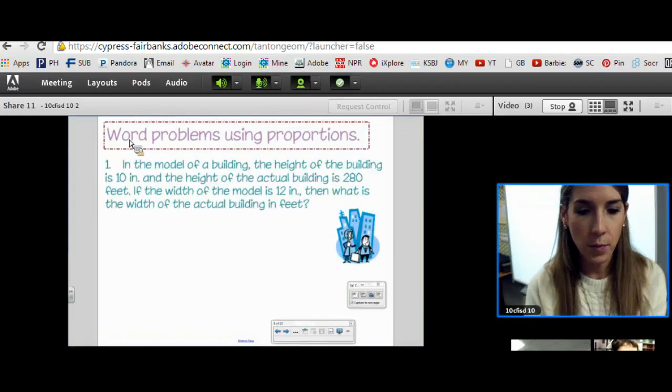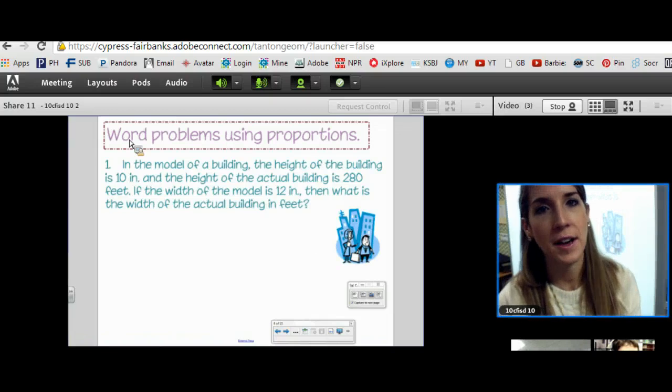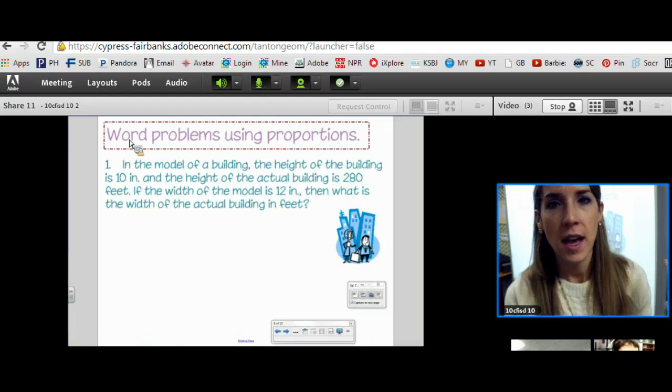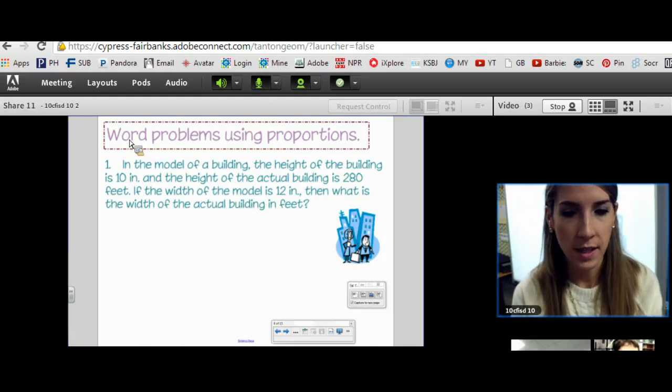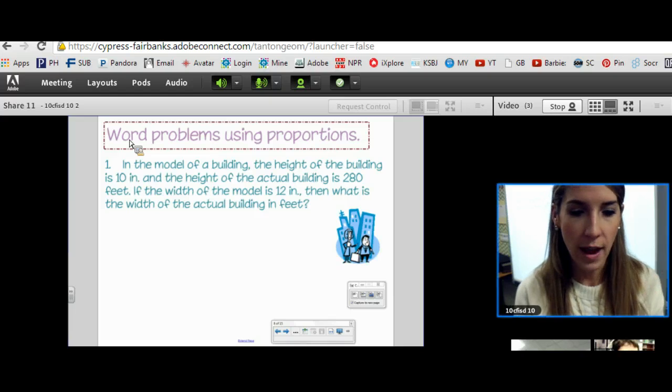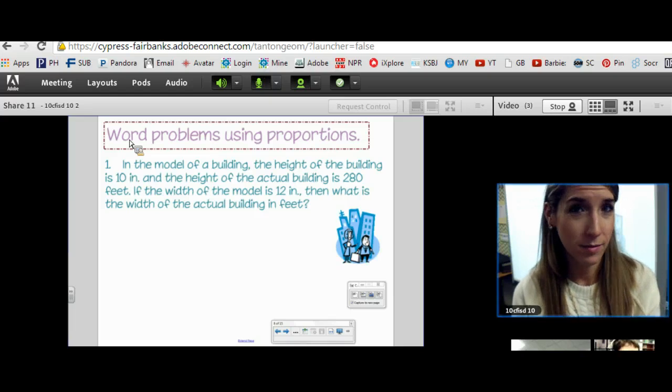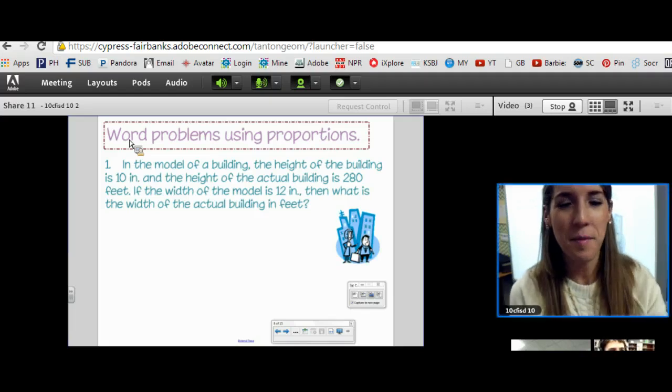So today is called Ratio and Proportions Day 2. So what we're going to do is take our knowledge of fractions and ratios and proportions, and we're going to use it to solve word problems. So real world applicable problems, problems that we can apply to the real world.